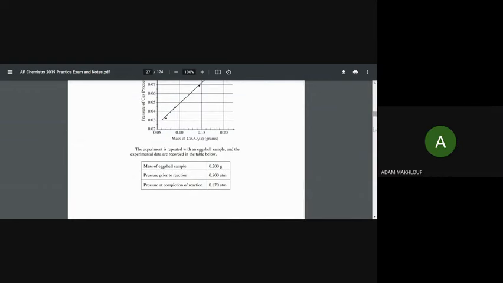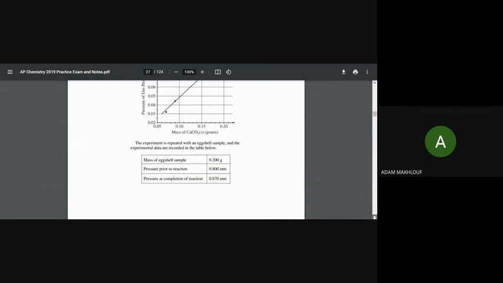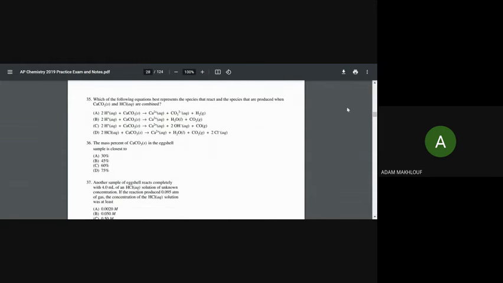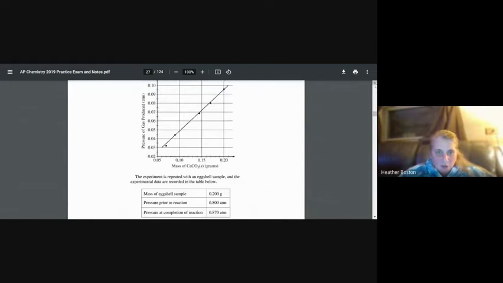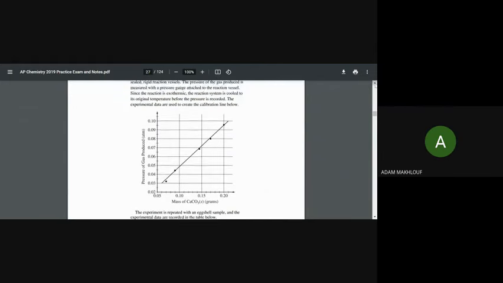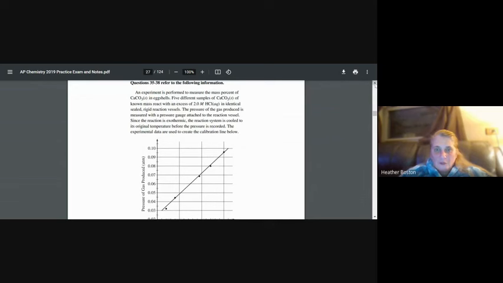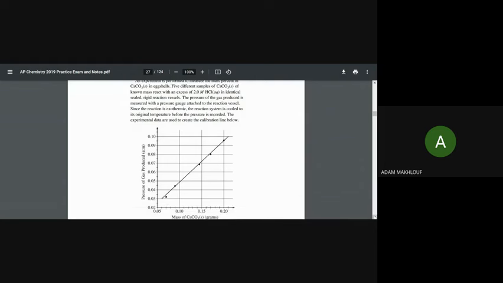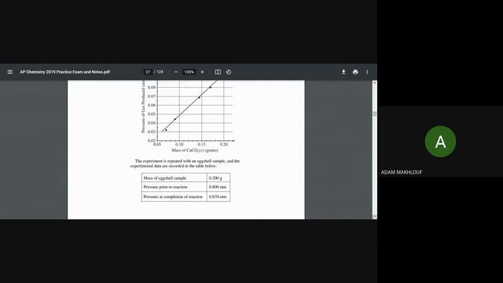Miss Boston, for 35, how would you know that it would produce CO2? Well, you know it's going to produce a gas, right? So you're going to look for a super happy gas. Oh, and then CO versus CO2 are complete. Yeah. Okay, that makes sense.